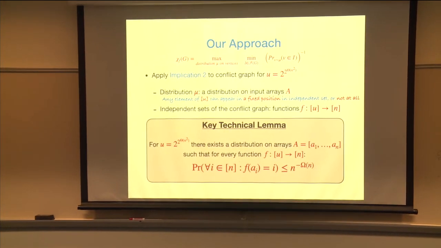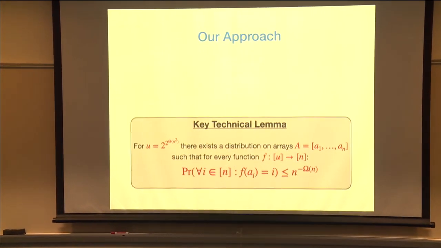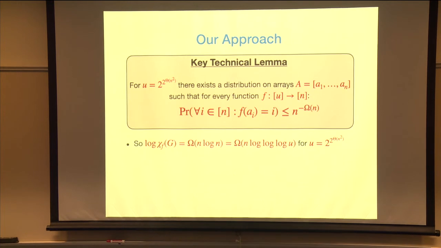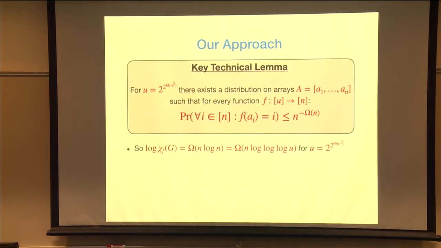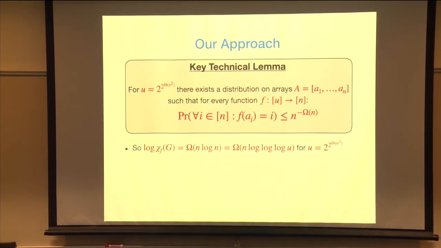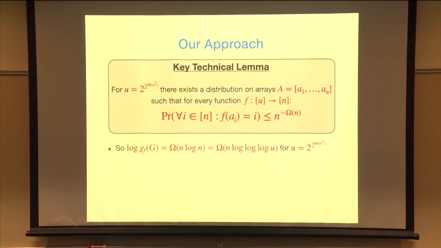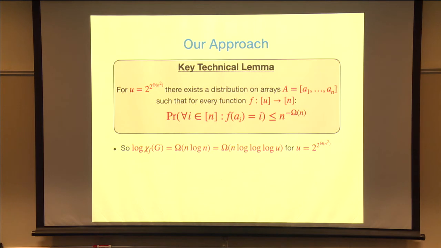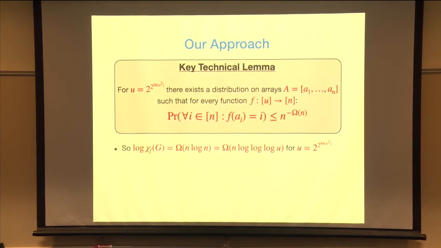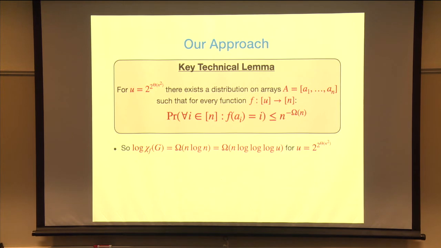So my chromatic number has to be n to the omega n. Okay? So let me move this. Good. So my chromatic number has to be n to the omega n, and my fractional chromatic number too, which means that the log of the fractional chromatic number will be n log n. For this parameter, this is n log log log u. So for this particular universe size, I can get this lower bound. Sounds good? So if I have this lemma, I can get this.